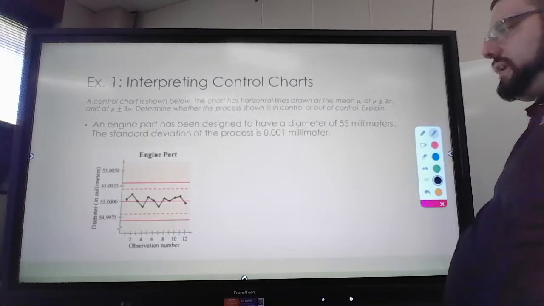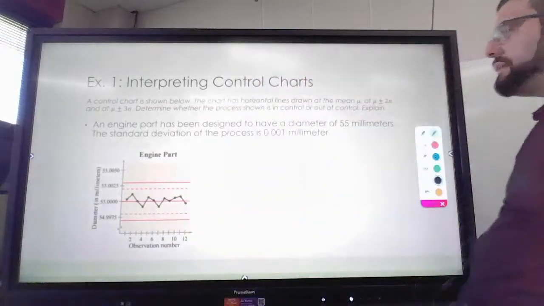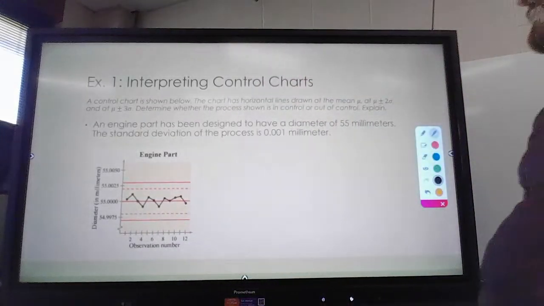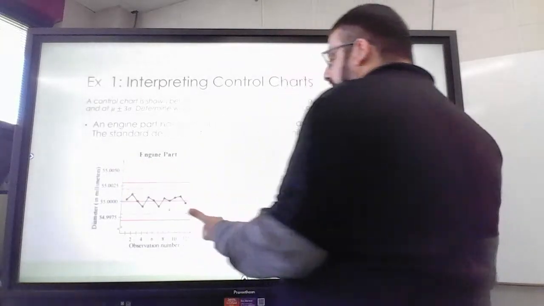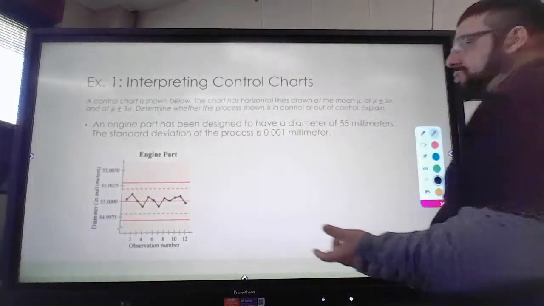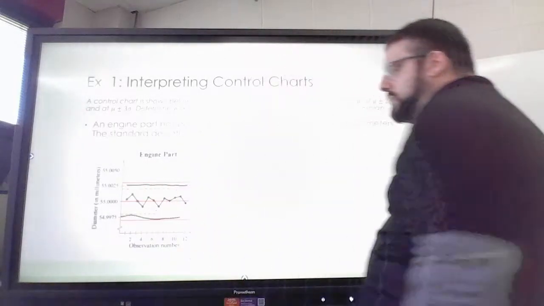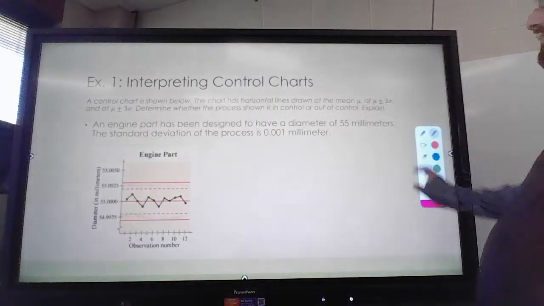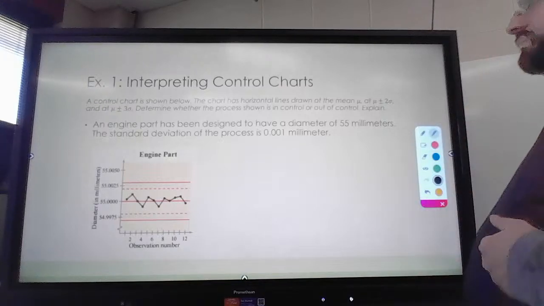I don't have any points that are beyond the 3 standard dev mark on either side, so that's good. A lot of these points vary on either side of the center line, so I don't have a run of 9 consecutive points. Actually, I don't have any consecutive points above or below those 2 standard dev marks. So this is an example of a graph that's considered to be in control.